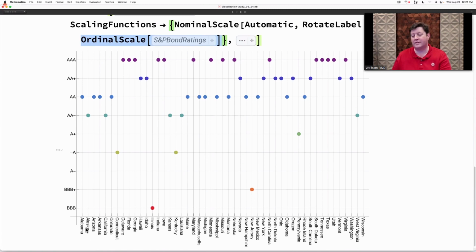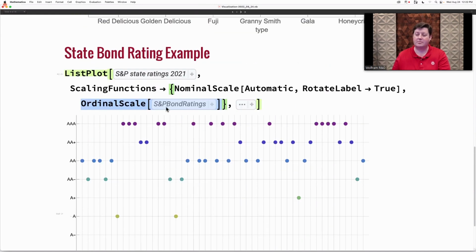And so here we have the states, and in this case, they're just listed alphabetically. There's no ordering implied there. And then we can see what the S&P bond rating, or credit rating, is for each of those states. And we're displaying this as a stylized list plot.